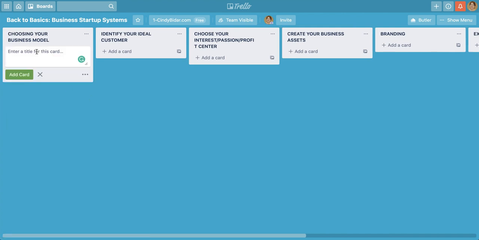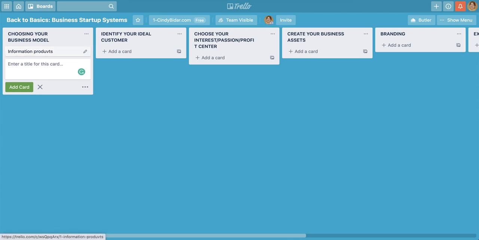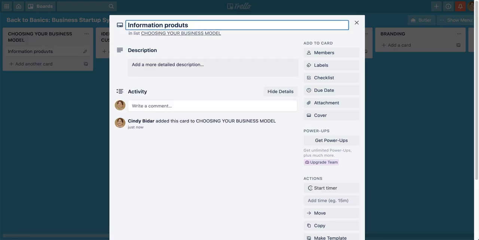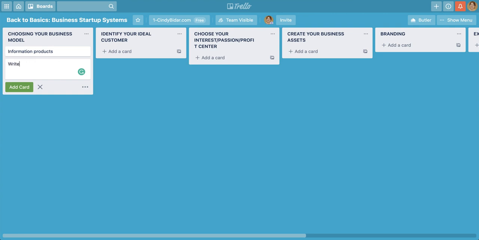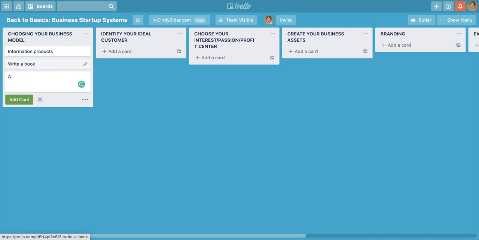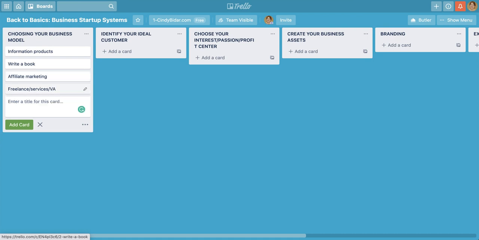So under business model, if we're talking about online business, there are several different business models that you can choose to work with. You can create information products. That would be information products with a C, not a V. Maybe you're going to write a book. Maybe you're going to do affiliate marketing. Or maybe you're going to freelance or be a virtual assistant. Maybe you're going to have a content-based model where you earn from advertising, like BuzzFeed. I'm sure there are others. I'll come back and fill this out more as I think about them.